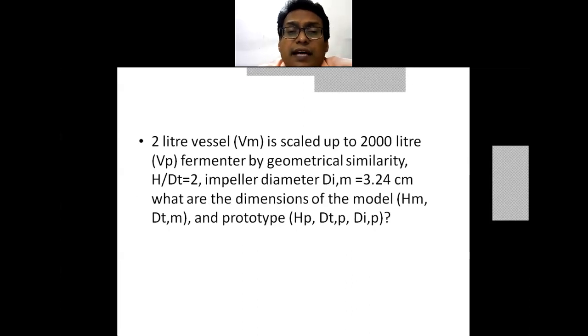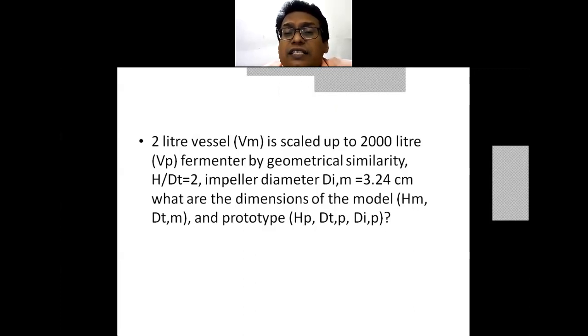Now consider an example: a 2-liter vessel. It is a model. A 2-liter vessel is a small vessel which we can use in the laboratory, and that has to be scaled up to 2000 liters. From a small 2-liter vessel, we have increased it to the 2000-liter vessel for the industrial scale prototype. The prototype is nothing but your industrial scale. The model is nothing but your laboratory purpose. So this fermenter, by geometrical similarity.